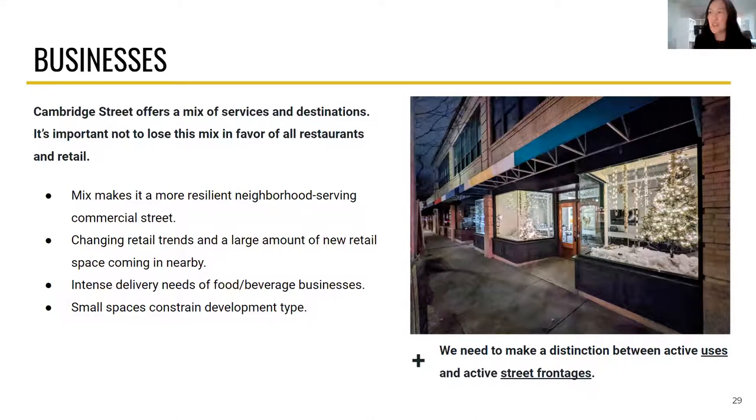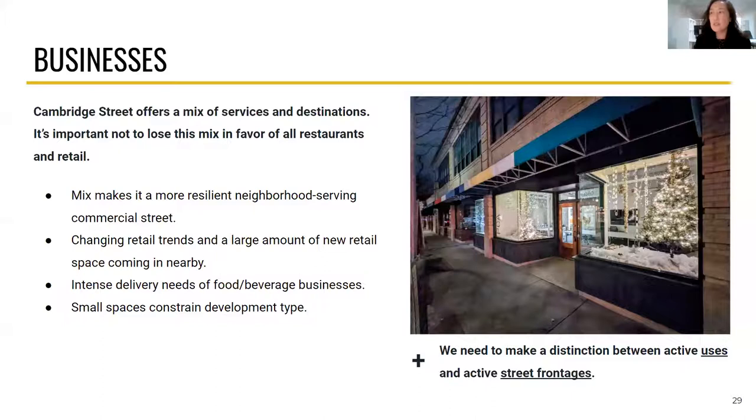where's my yoga class? Where's my dog groomer? Where's my daycare? But also because certain businesses have very intense delivery needs, right? So that would change the character of the street as well. There's also a lot of very new and challenging retail trends that we're already in the midst of, and a lot of retail coming in to the new developments at Boynton Yards, Union Square, in Kendall, at Cambridge Crossing. So these are all things that we want to keep in mind as factors to consider.